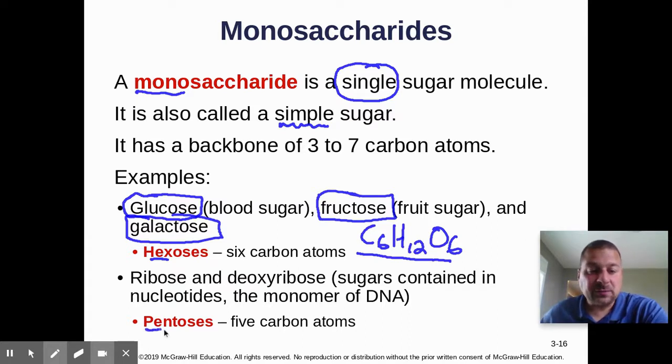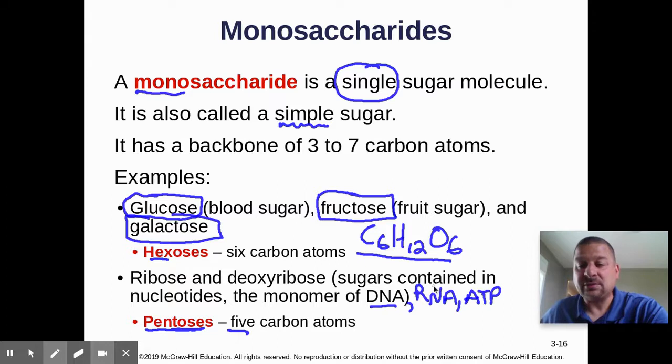The other common ones we'll talk about this year in AP Bio are the pentoses, which means 5 carbon atoms. If you remember, in DNA, RNA, and ATP, there is a 5 carbon sugar, either ribose or deoxyribose. Those are monosaccharides, 5 carbon atoms, and very important molecules in living things.